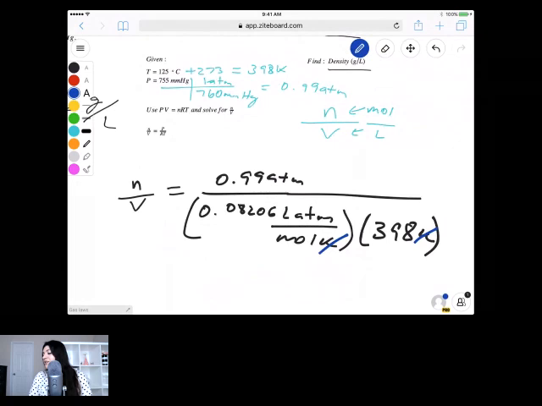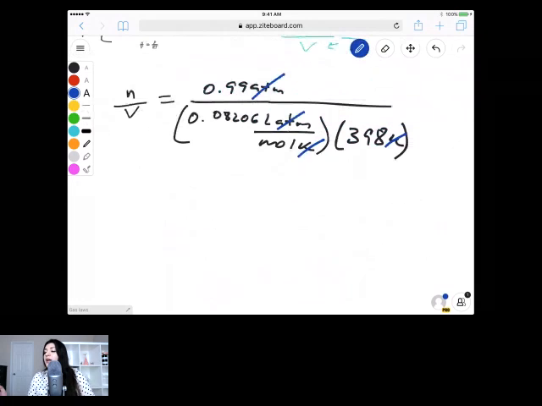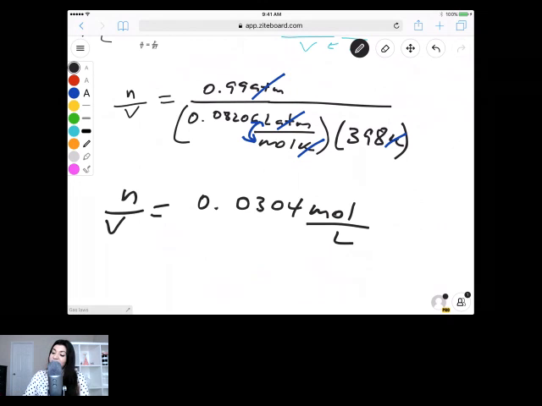So the Kelvin cancel, the atmospheres cancel, and we actually would be left with moles over liters, just because this is a fraction dividing another fraction. So these would actually flip. So dividing these values out, let's see what we get. We get 0.0304 moles over liters. Not done just yet.